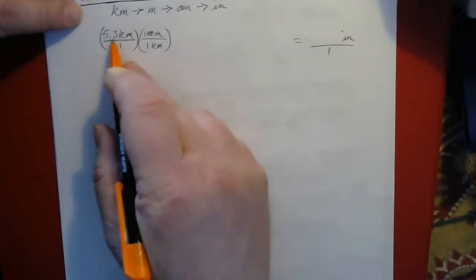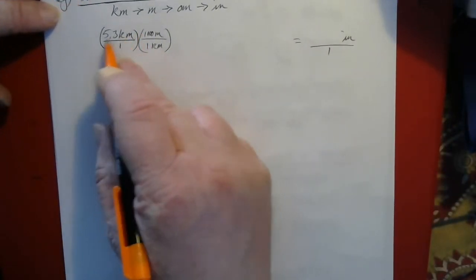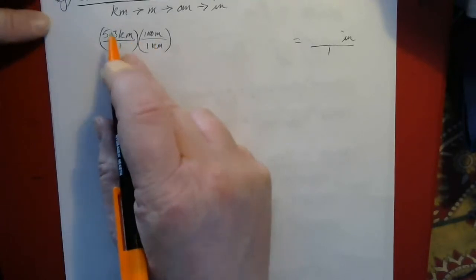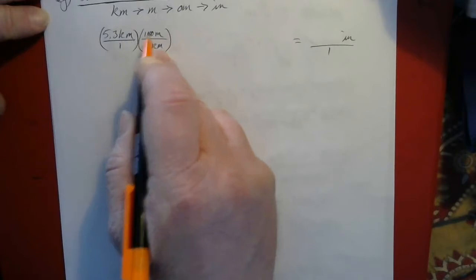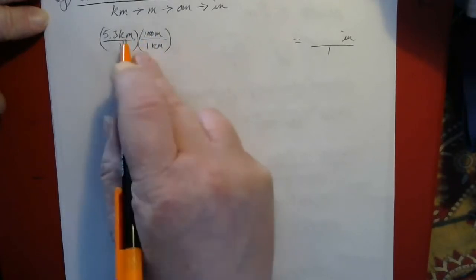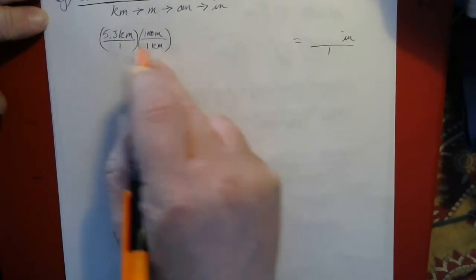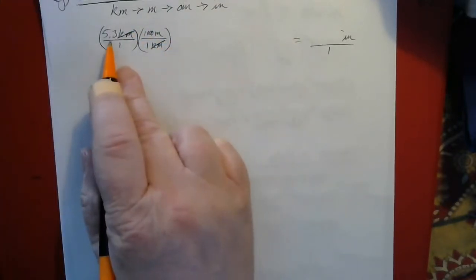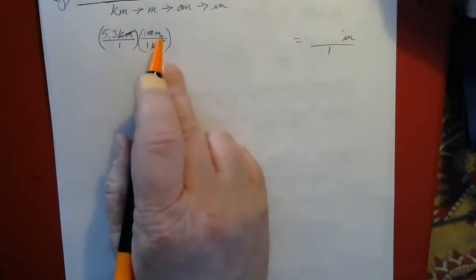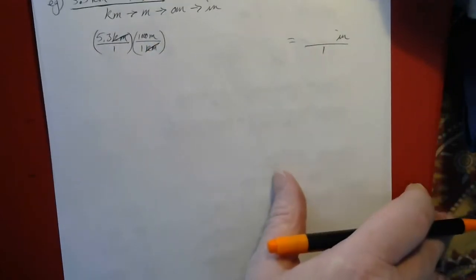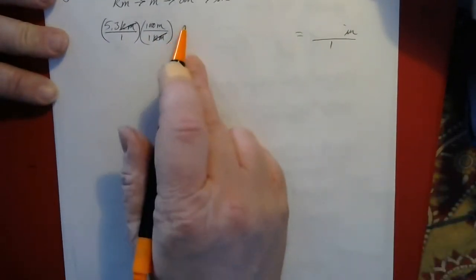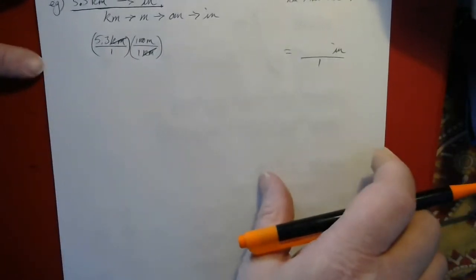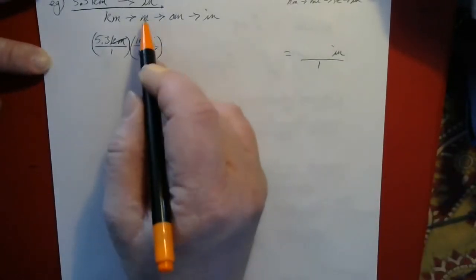Kilo means 1,000. So 5.3 kilometers means 5.3 thousand meters, which you can get by multiplying 5.3 times 1,000. So notice kilometers is on the bottom here, and it's on the top here, so that will cancel out. And if you take 5.3 times 1,000, you will have the number of meters in 5.3 kilometers. And you could stop and write that down, and then go on to the next step down below if you want to. To save space and a little bit of time, I'm going to go on to the next step.